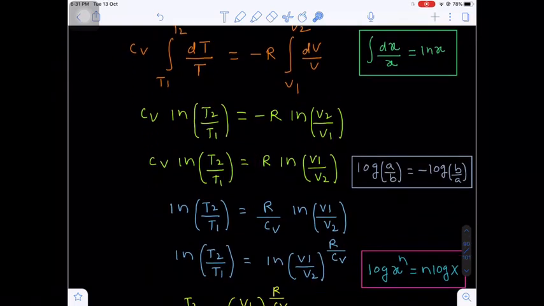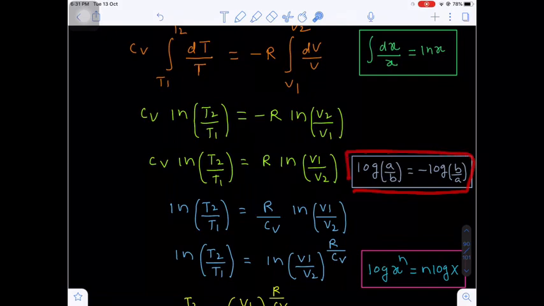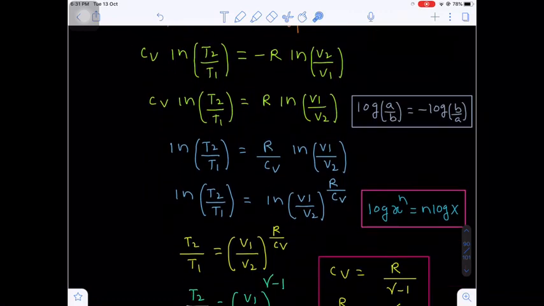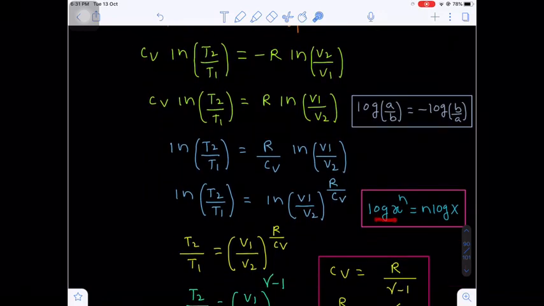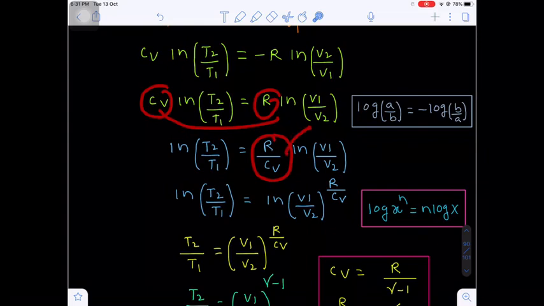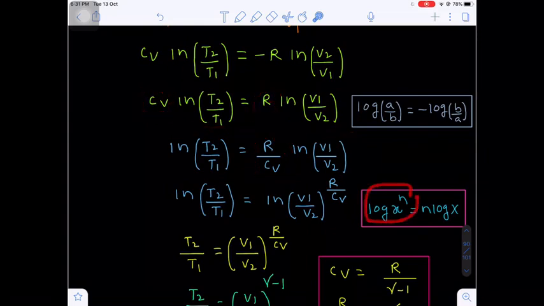Plus. So here there is one formula, log of a by b will be equal to minus log of b by a. Are you getting my point? That means minus log of b by a we can write as log of a by b, that means V1 by V2. Are you getting my point? Now one more important formula, log x to the power n will be equal to n log x. Yes. Now what I am doing here, I am taking the R upon Cv, whole R upon Cv, into the power of the ln V1 by V2, because log x to the power n will be equal to n log x.